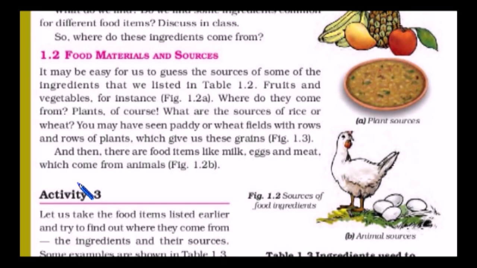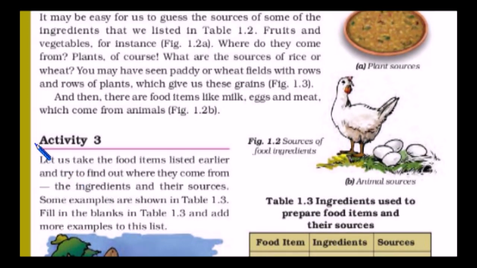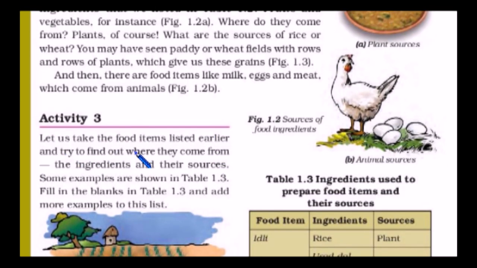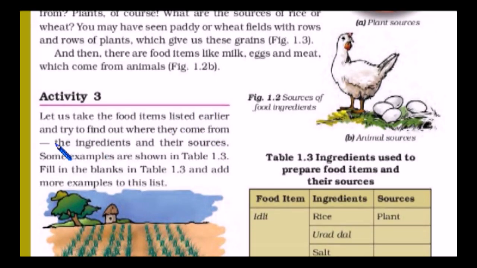And then there are food items like milk, egg, meat, which come from animals. This is a hen and eggs are there, okay? Activity 3. Let us take food items listed earlier and try to find out where they come from. The ingredients and their sources.